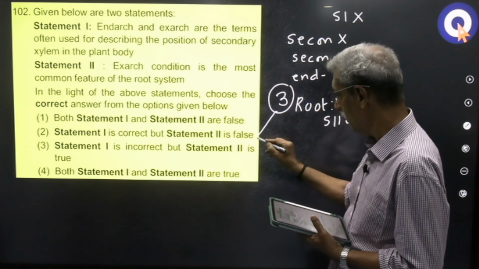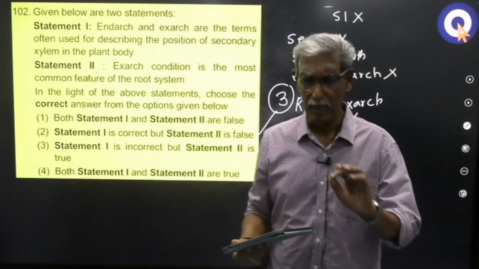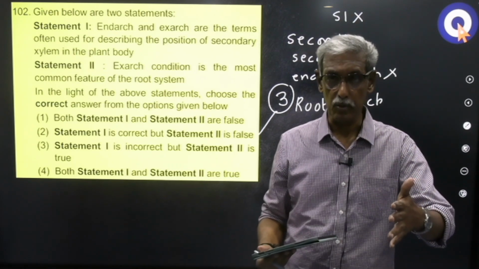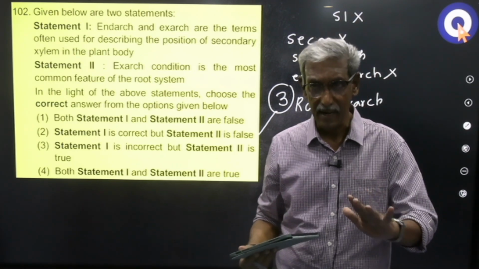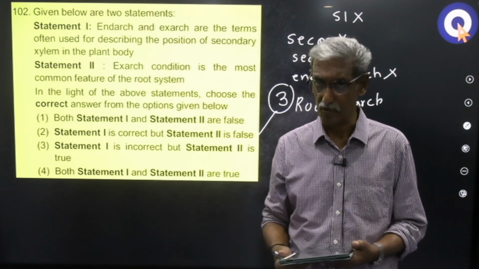Here it is primarily 3. This is a basic requirement: you know what is a root and you know what is meant by secondary growth. A person who is well read with the basic concepts of plant anatomy can easily answer this question.